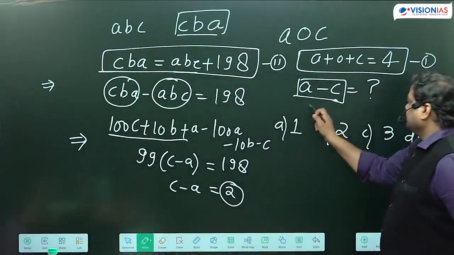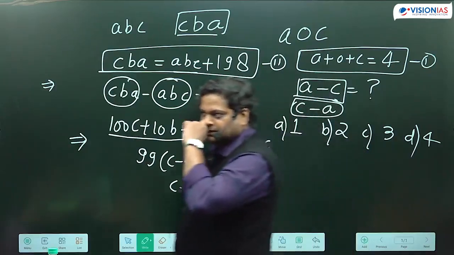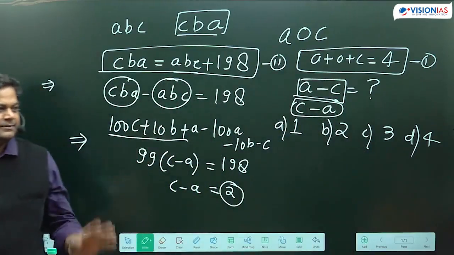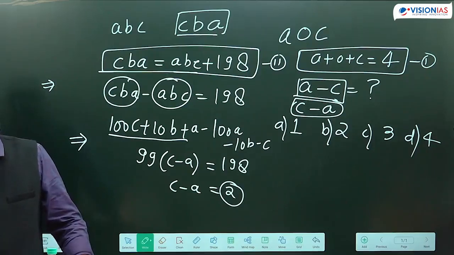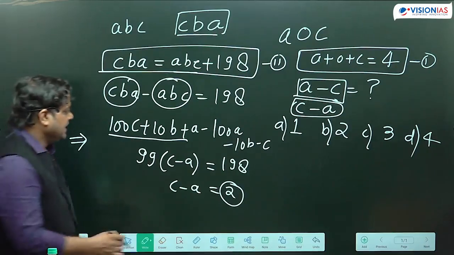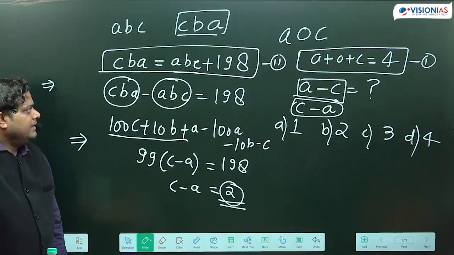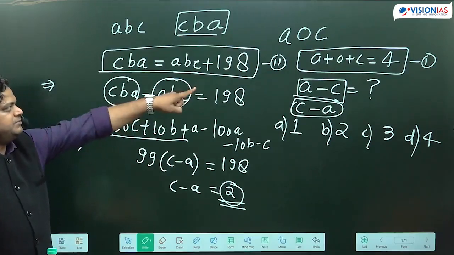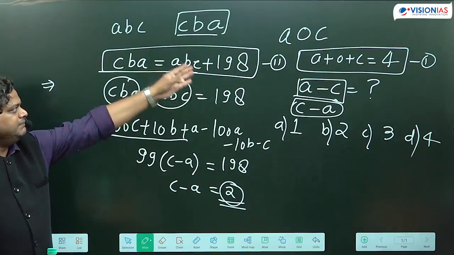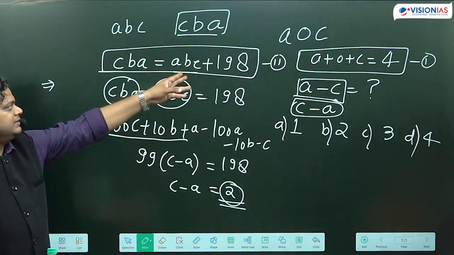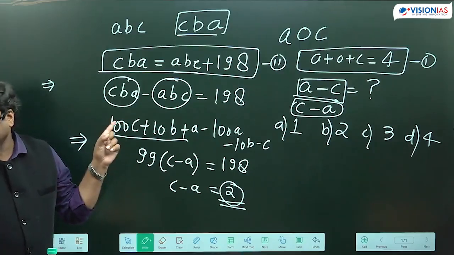What is asked? दोनों ही पूछ रहे हैं. क्वेश्चन में it is written कि what is the difference between first and last digit. So it can be A minus C or it can be C minus A. दोनों सेम है. So we are getting answer as 2. And we haven't used this information which is given in the first statement, कि A plus 0 plus C, middle digit is 0, and their sum is 4. वहां से भी we can get this information. Answer वहां से भी मिल जाएगा? नहीं?